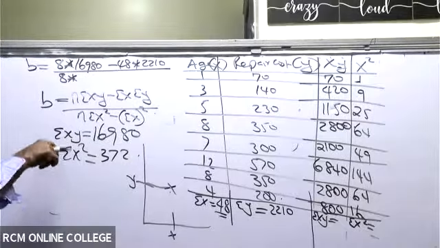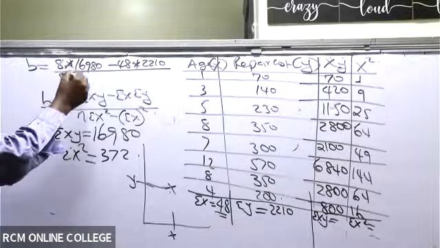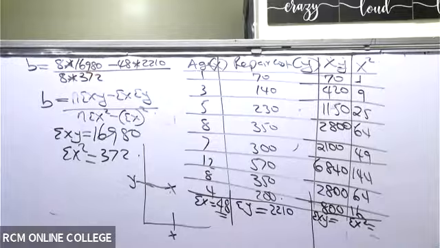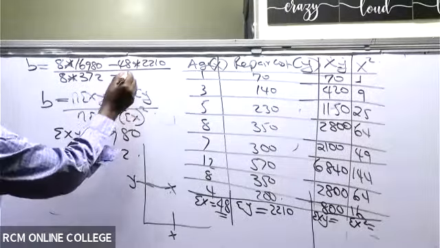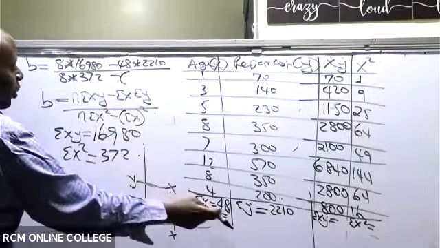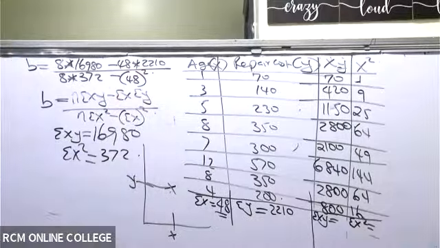Summation of x squared, we were able to do it ourselves by the side and we added, which in this case gives us 372. Minus, now check what we have here in brackets. We have summation of x, so summation of x here is 48. We close like that, squared.